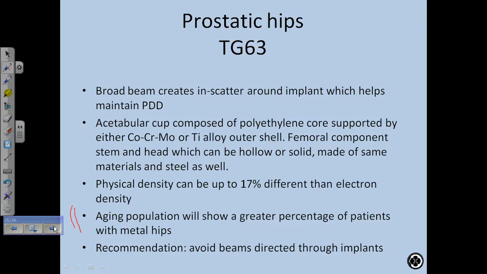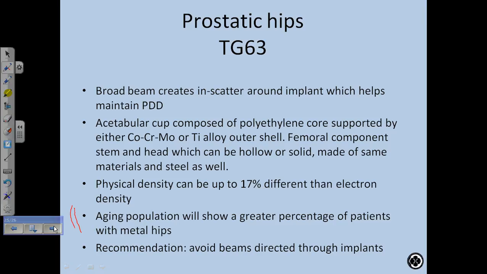Recommendation: avoid beams directed through implants. So if you do see a patient like this in your clinic, try to avoid shooting through the implants. Now, what do we treat? We call this for prostate, gynecological malignancies, rectum, bladder. Bladder's a little high, but it might still be in the way. So those are the sites where implants might be a factor. It's very hard to avoid the implants if you're treating prostate because it's right in the middle there. Okay, but you could still do it.